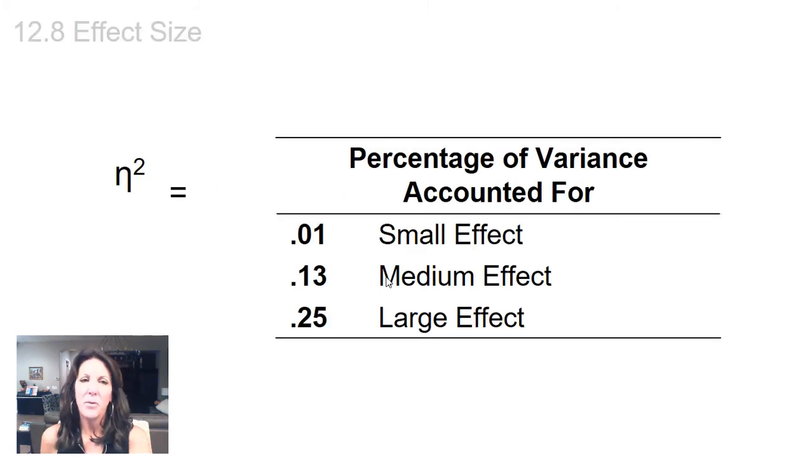Now you might be wondering, well, how do we interpret eta squared? Eta squared is interpreted in the following ways. 0.01 would indicate a small effect. 0.13 and above is a medium effect. 0.25 and above is a large effect. So in our study, eta squared of 0.65 is really quite large, isn't it? So that's eta squared, and that is how we figure effect size for ANOVA.